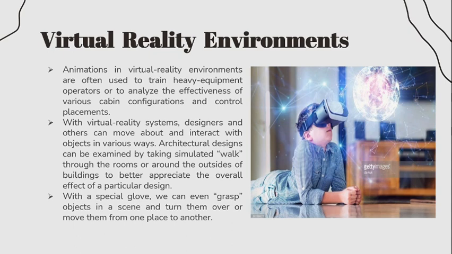With virtual reality systems, designers and others can move about and interact with objects in various ways. Architectural designs can be examined by taking simulated walk through the rooms or around the outside of buildings to better appreciate the overall effect of a particular design. With a special glove, we can even grasp objects in a scene and turn them over or move them from one place to another.